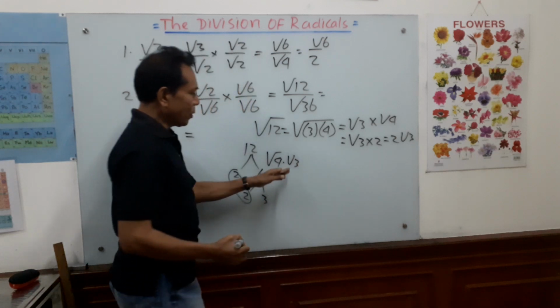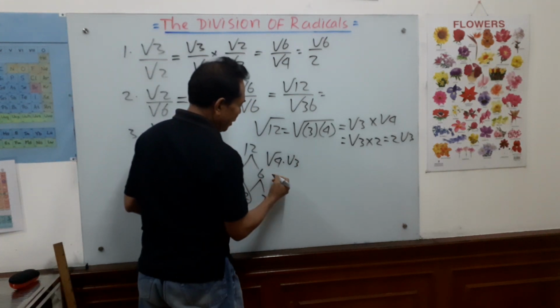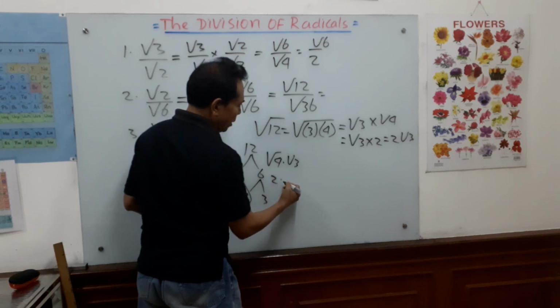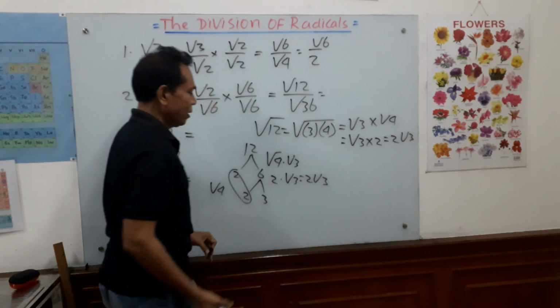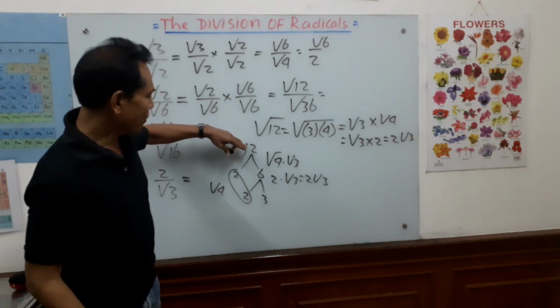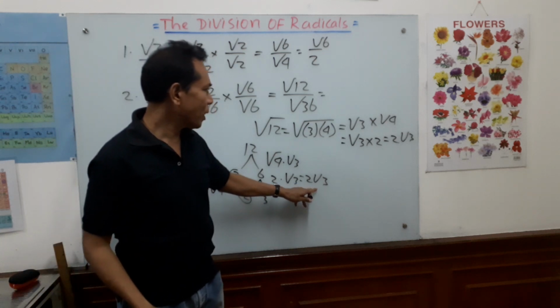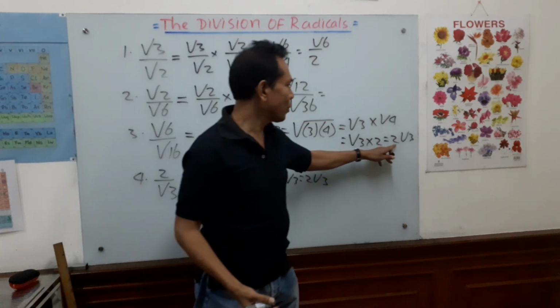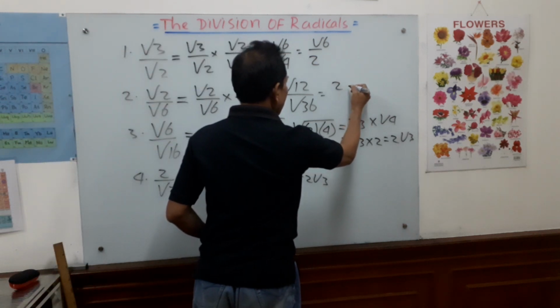Now square root 3 we cannot break, so we just leave it like that. Square root 4 is 2, it's a perfect square. So 2 times square root 3 equals 2 square root 3. So we use the factor tree, we get 2 square root 3. We use this way also, we get 2 square root 3. So our answer is 2 square root 3 over.